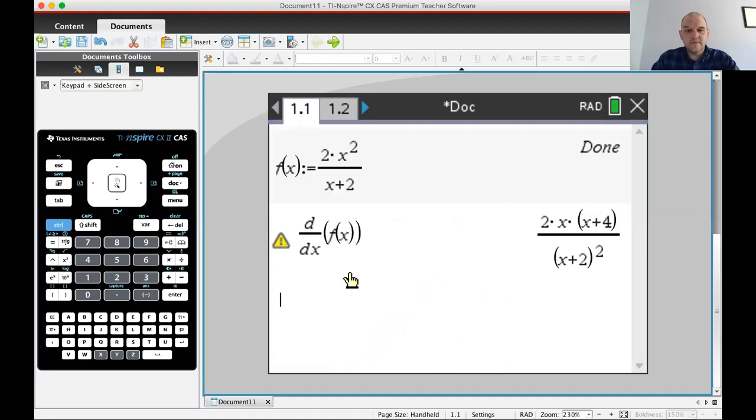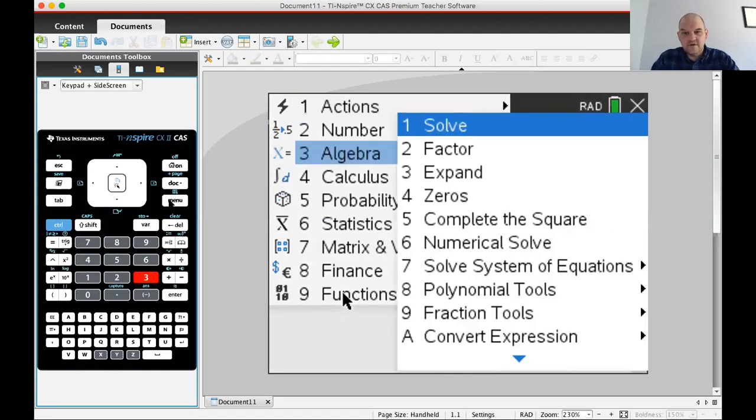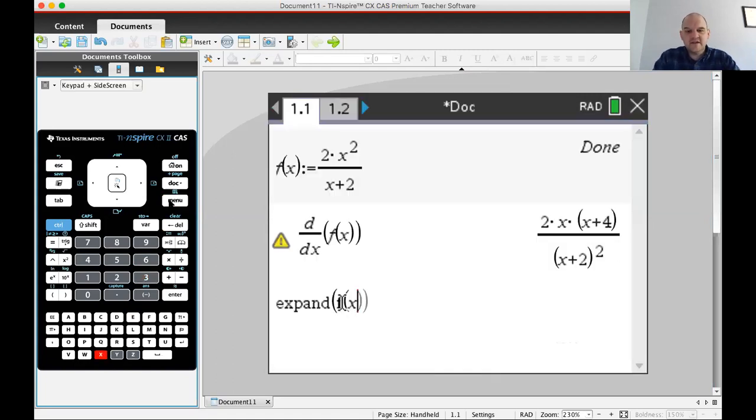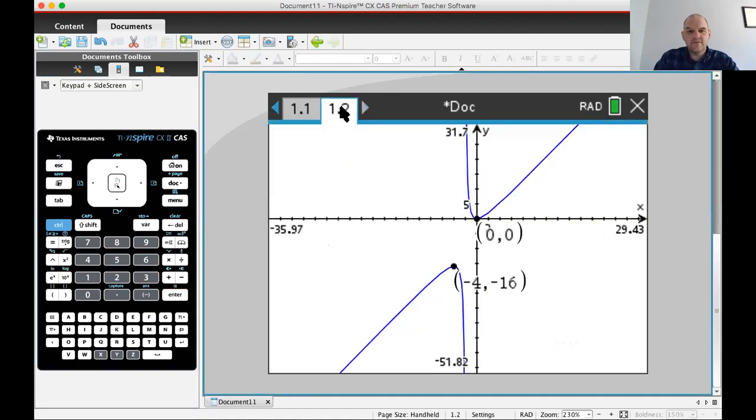Let's go back here. You can find slant asymptotes by using expand, which is menu, option 3 for algebra, option 3, and then expand f of x. And I get this. For the slant asymptote, you disregard the remainder, so 8 over x plus 2, gone. That leaves 2x minus 4. Let me add that to my graph. So tab, 2x minus 4. There's your slant asymptote. It looks basically like I thought it was going to, and I knew most of it because of the critical points and where the function should be increasing and decreasing.